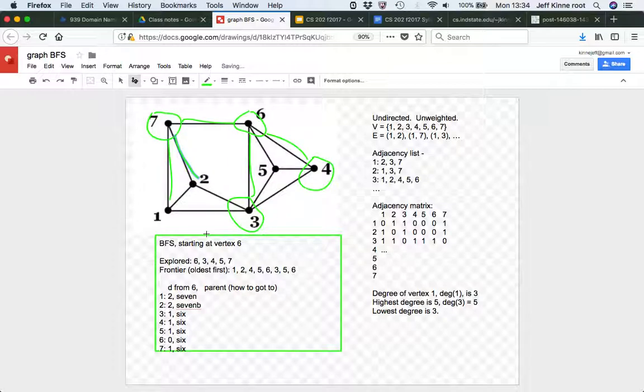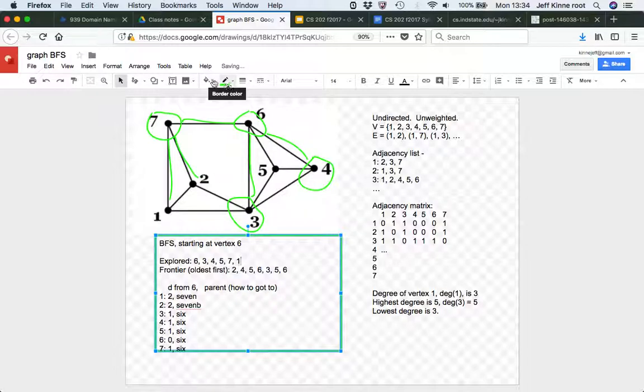All right, what happens next is we take 1 off of the frontier, put it onto the explored set, and I'll mark it as explored.